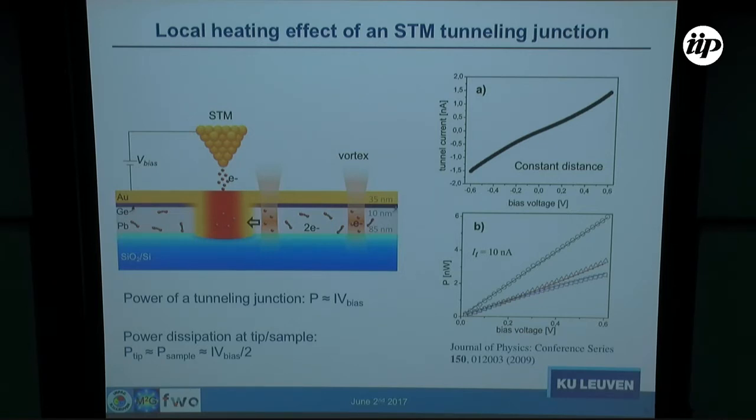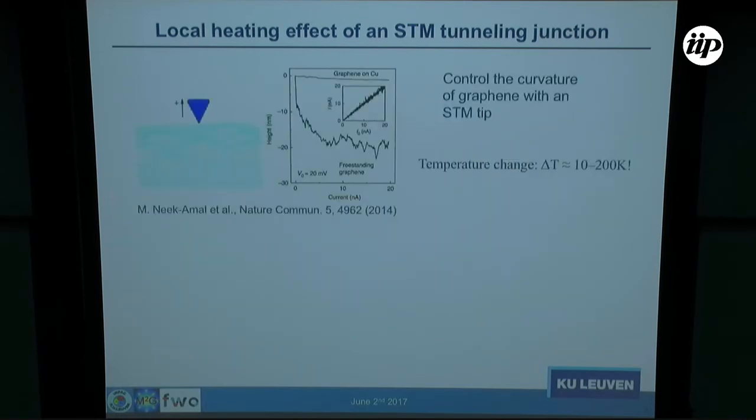Actually, this local heating effect has already been used to study many different systems. For example, in this freestanding graphene, it has some kind of curvature. People found that they can use this STM tip to locally heat up the graphene to control its curvature. Since graphene has a negative thermal expansion coefficient, when they heat up the graphene with this STM tip, the graphene shrinks. And then if they switch off the tunneling, it will expand.